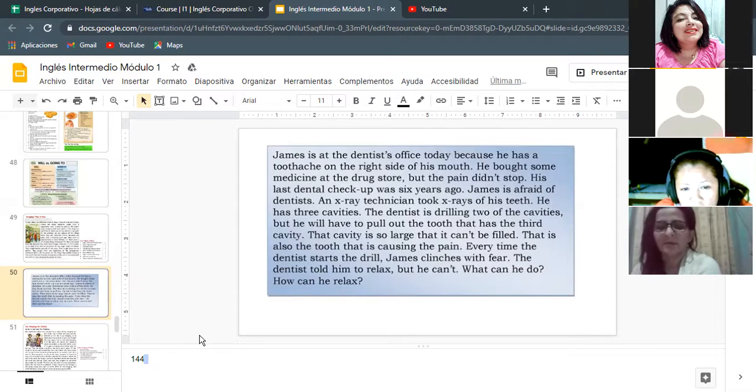He has three cavities. The dentist is drilling two of the cavities, but he will have to pull out the tooth that has the third cavity. That cavity is so large that it can be filled. That is also the tooth that is causing the pain. Every time the dentist starts the drill, James clenches with fear. The dentist told him to relax, but he can't. What can he do? How can he relax?